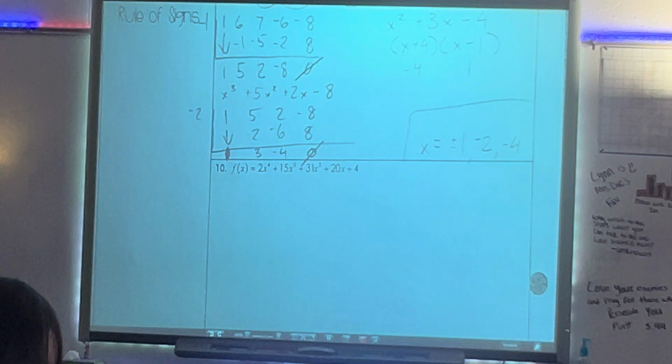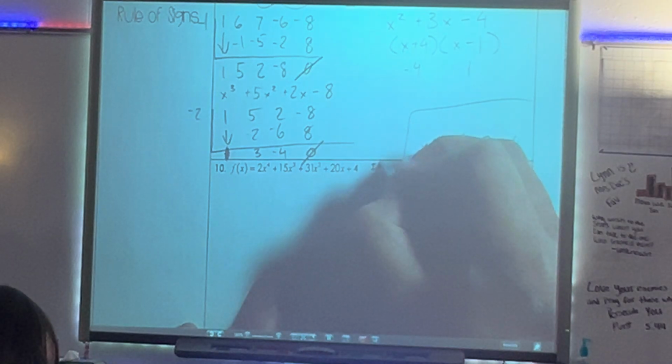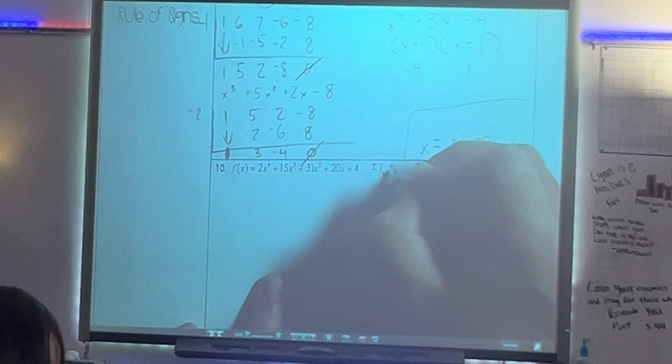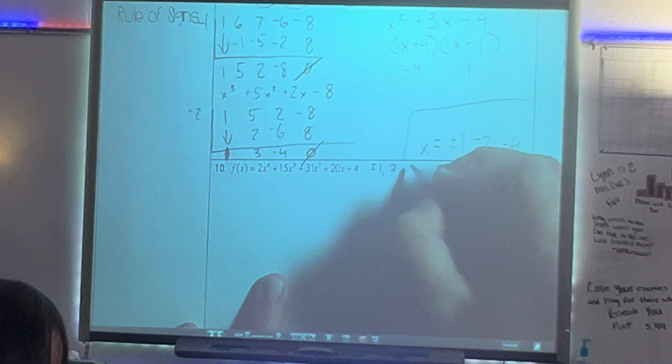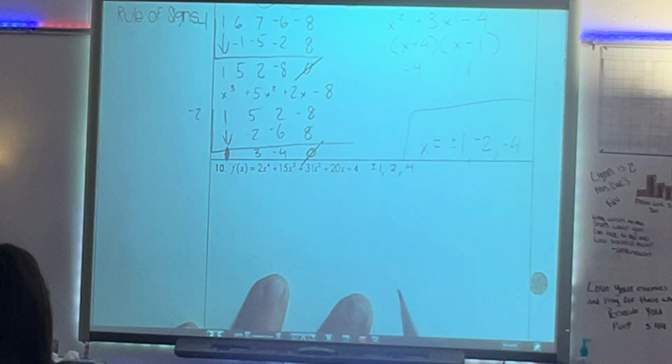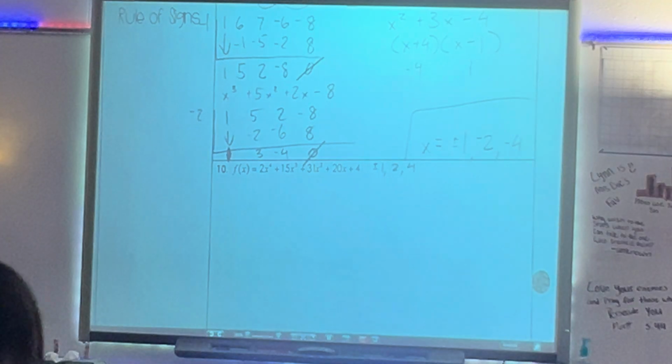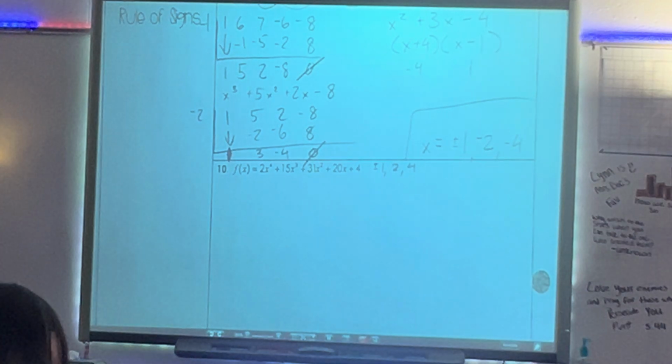And if we look at 10, my factors of 4 would be plus or minus 1, plus or minus 2, and then plus or minus 4, and then if I put P over Q, okay, I think we're good there. Oh, we can also have a half there.